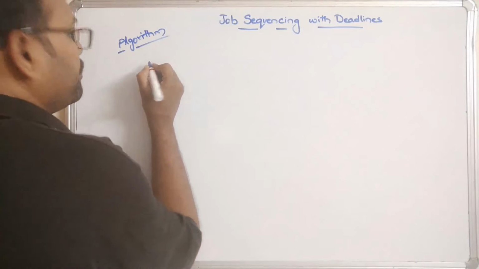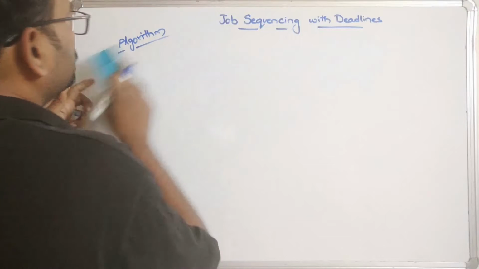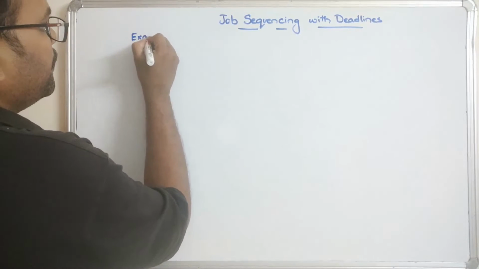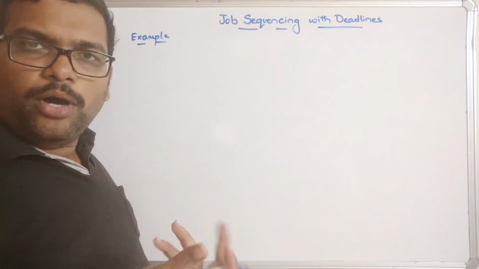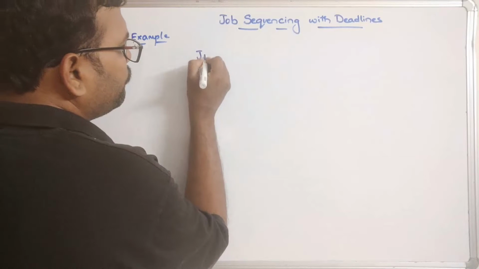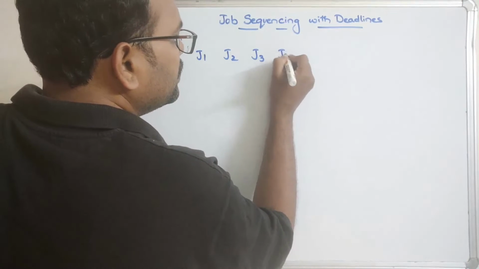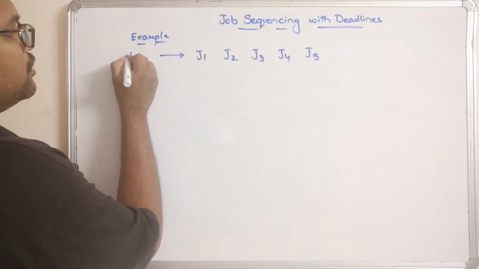Let us first take an example, then we'll move on with the algorithm, so that you will understand perfectly. Example: let us take the number of jobs. Let us consider 5 jobs: J1, J2, J3, J4 and J5. So these are the jobs.